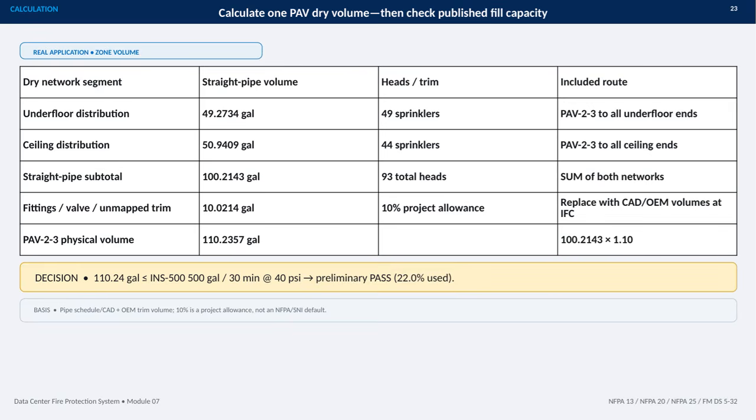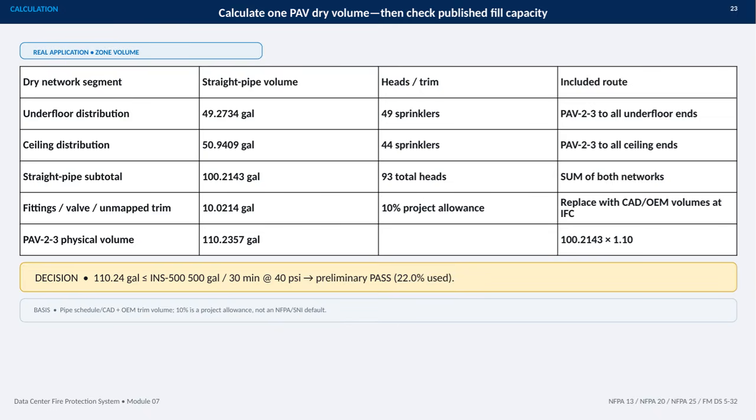The underfloor distribution contributes 49.2734 gallons, while the ceiling distribution contributes 50.9409 gallons. Together, that gives a straight pipe subtotal of 100.2143 gallons, serving 93 total sprinkler heads.